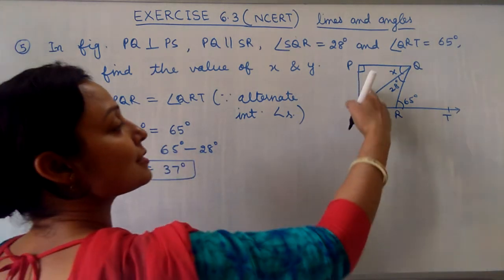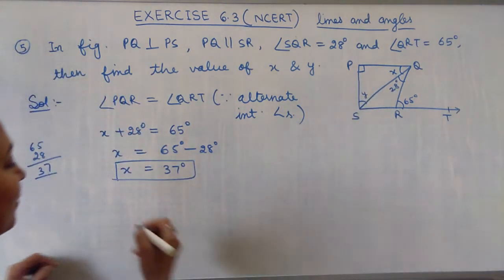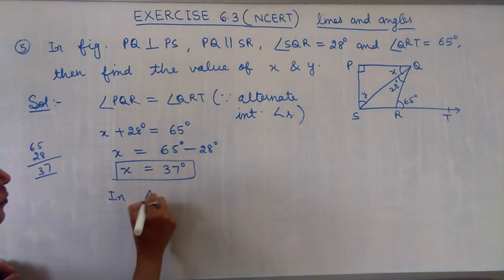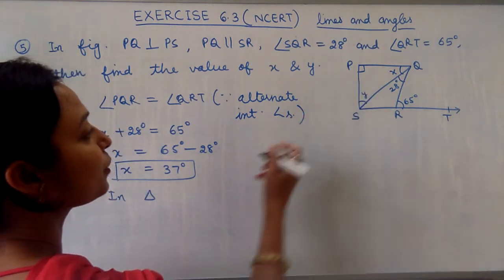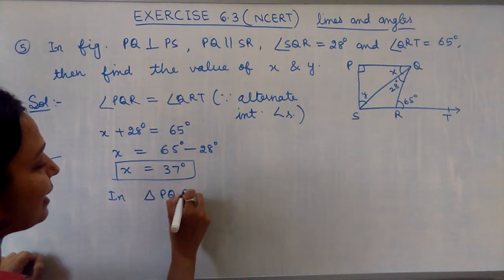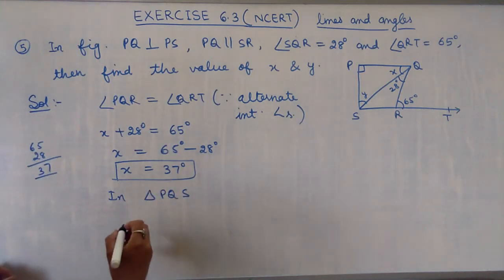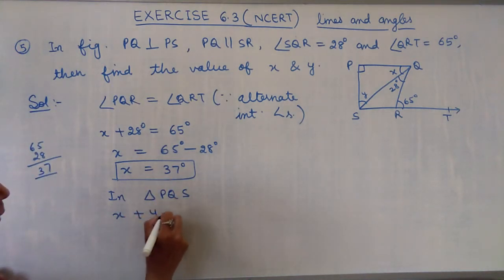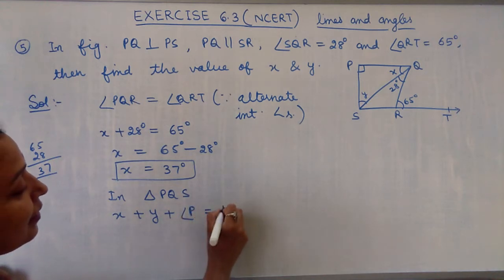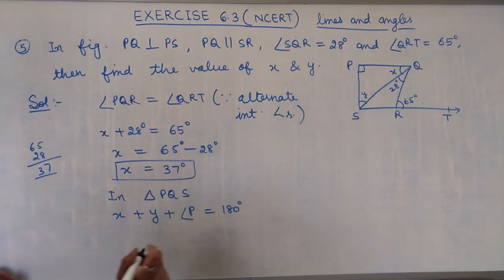Now we will concentrate on the value of y. In triangle PQS, x plus y plus angle P is equal to 180 degrees. It is given as 90.